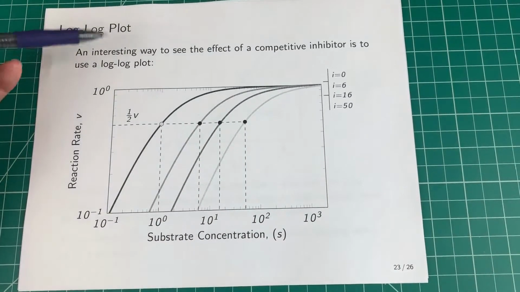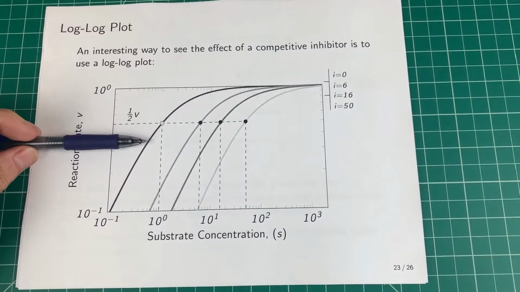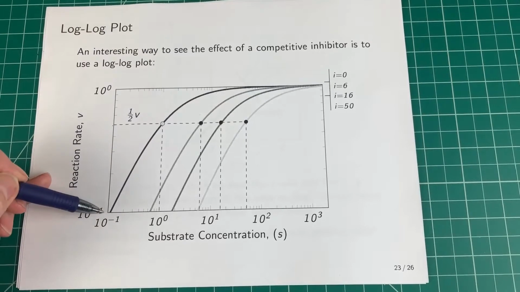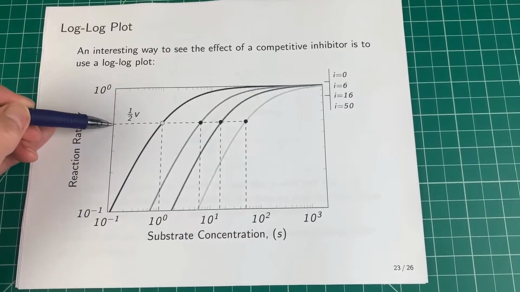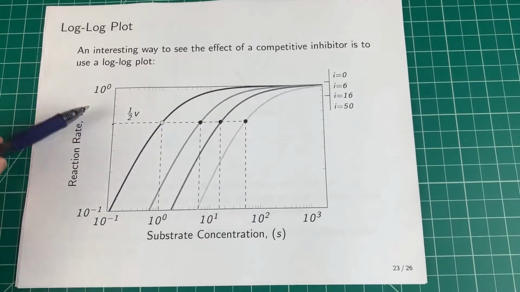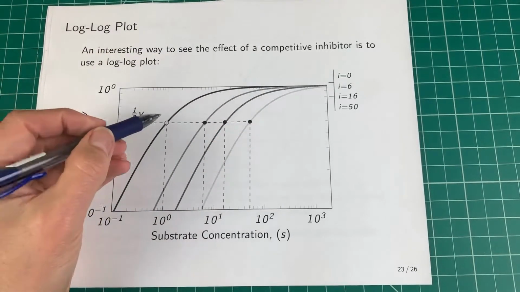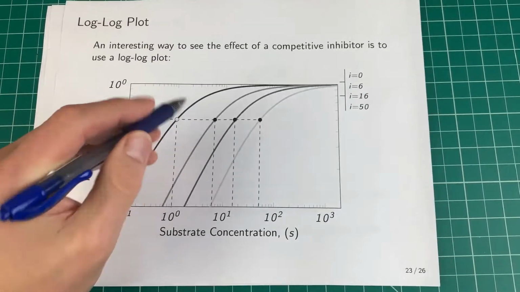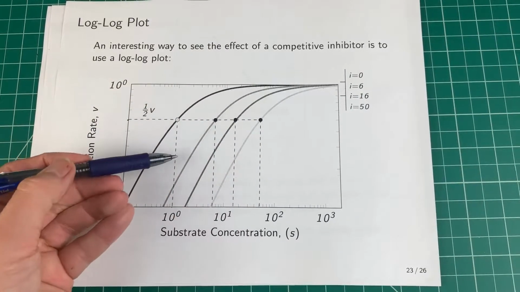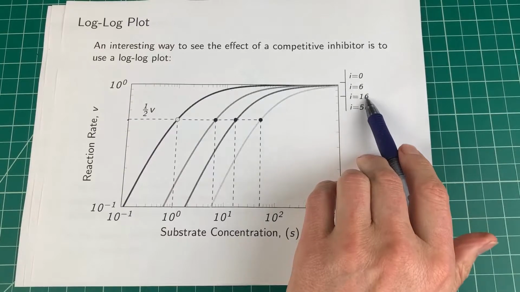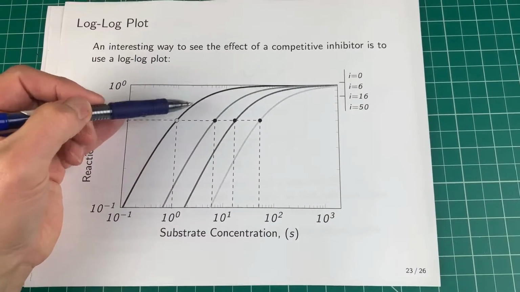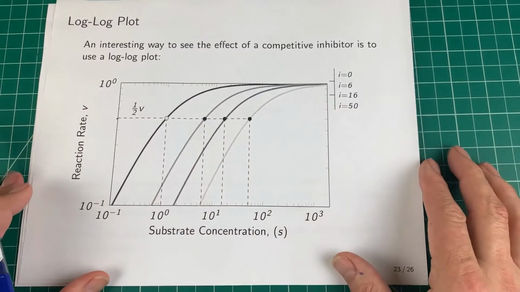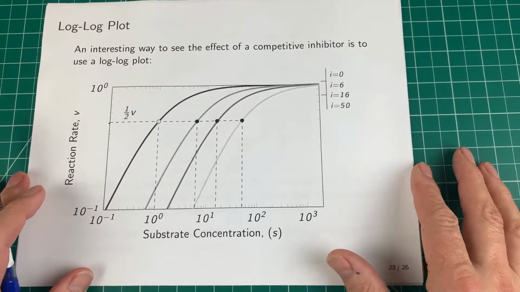Now half the maximum velocity is not exactly halfway anymore, because if you're on a log scale, it's actually up here. Okay, so that should be 0.1, 0.2, 0.3, 0.4, 0.5. So that's 0.5. That's half the reaction rate. If I draw a line across here, at the point where the line intercepts the curve, I drop a perpendicular, and that's the Km. So these are the apparent Kms, and you see the apparent Kms increase as the inhibitor increases from 0 to 50. Right, so this line is at 0, this line is at 6, this line is at 16, this line is at 50.